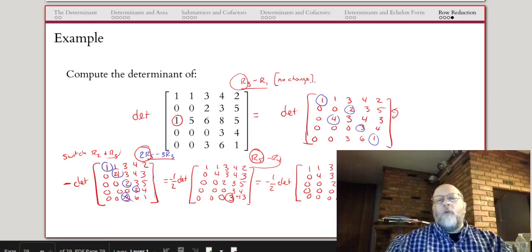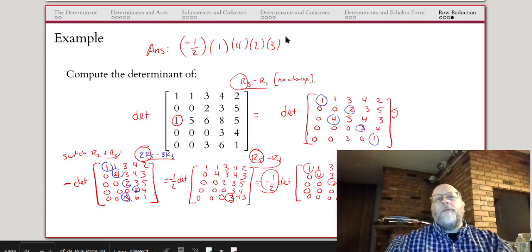This is now in echelon form. And so the determinant we get by multiplying down the diagonal, but we also have a negative 1/2 out in front. And so the determinant of this matrix, the final answer, is negative 1/2 times 1 times 4 times 2 times 3 times negative 17. That's 12 times 17, which is 204.